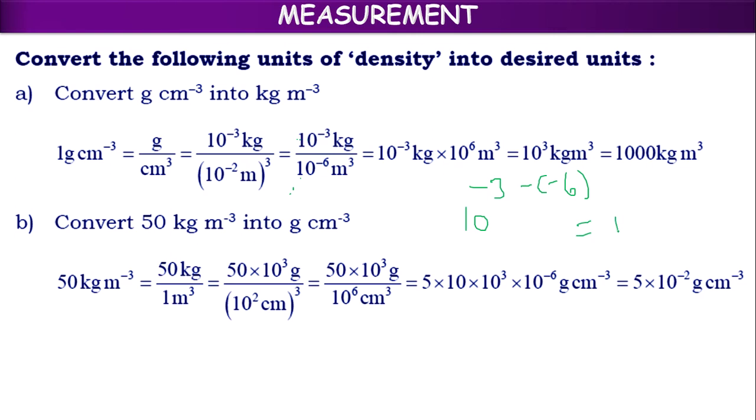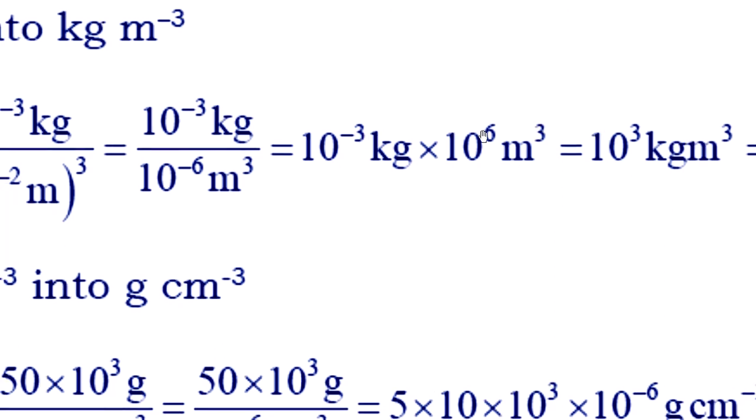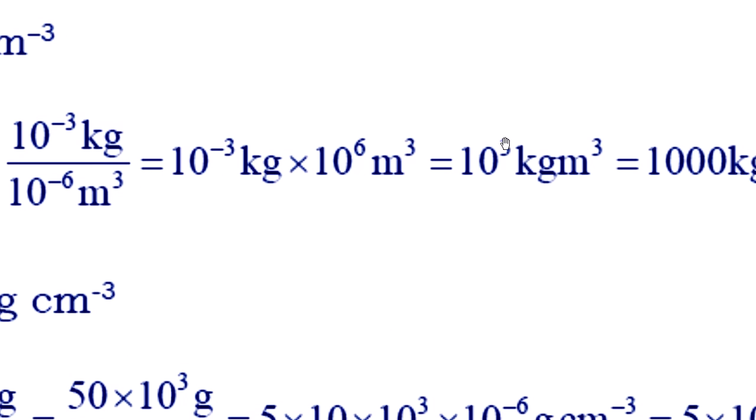We can subtract the powers, which is equal to 10 power minus 3 minus into minus plus 6, which is equal to 10 cube. Like that we can write. Otherwise, whatever quantity is there in the denominator, we can take it to the numerator. This minus will become positive, 10 power 6 meter cube. When we are multiplying, we can add the powers. Minus 3 plus 6 gives plus 3. So 10 cube, here we have kg, here we have meter cube.